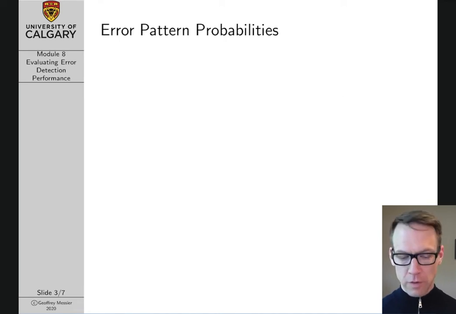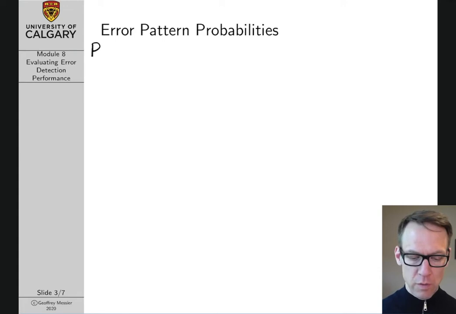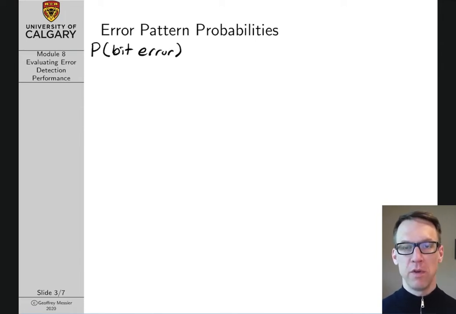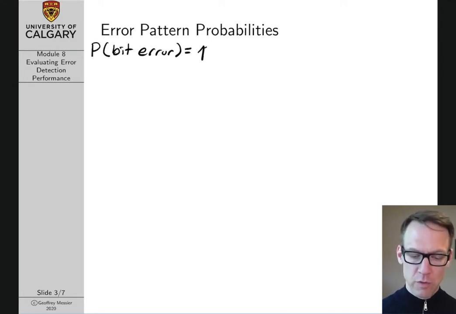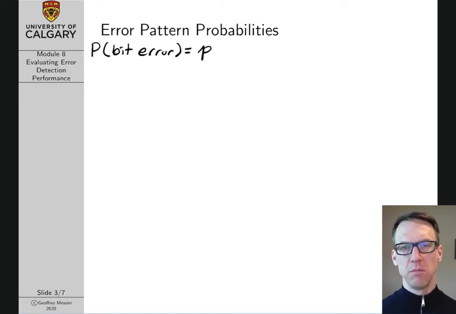Okay, so let's start by introducing a bit of notation. The probability of a bit error occurring because of noise or interference at the physical layer, we're going to denote just by little p. In past modules, we've used p sub e, but I'm just going to use a lowercase p here to keep the notation a little bit simpler. And our objective is to come up with probability expressions for different error patterns occurring.